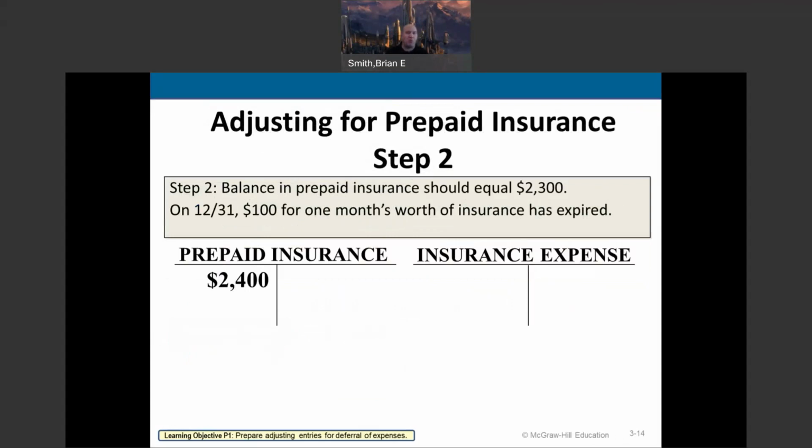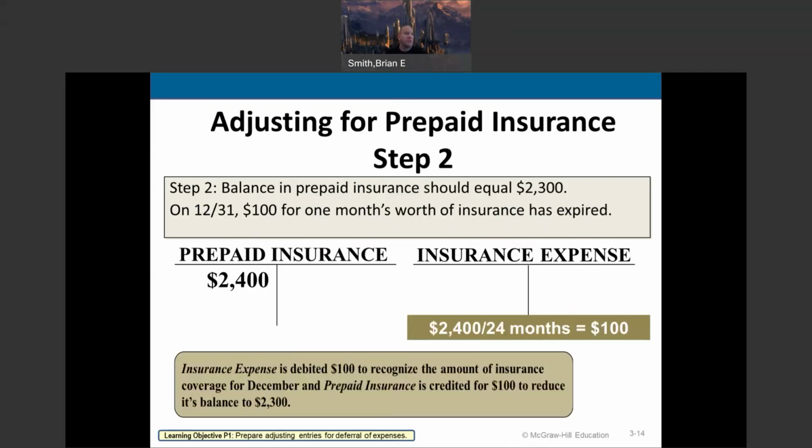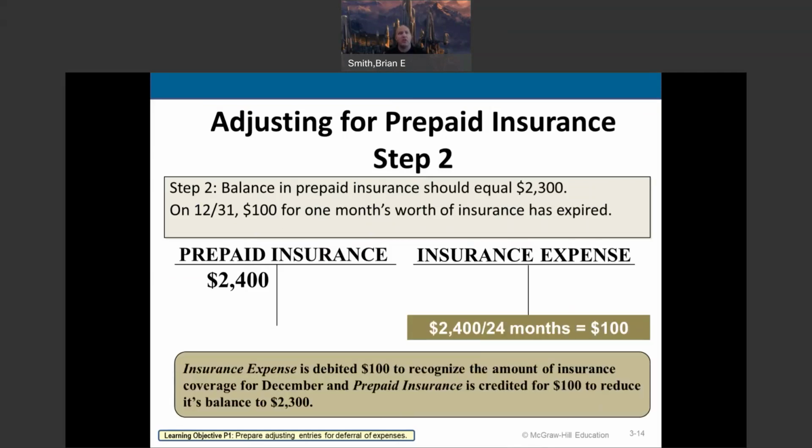Most of the time, we're going to look at it from the standpoint of how much is it per month? Okay, it's $100 per month. So we just got to reduce this by $100. So we're going to credit the prepaid insurance and debit our insurance expense. But the way the book says is that you should know that it equals 2,300. I'm trying to think of any kind of accounting program that wouldn't record that anyway. So if you know it should be 2,300, it's only because you calculated it as $100 a month.